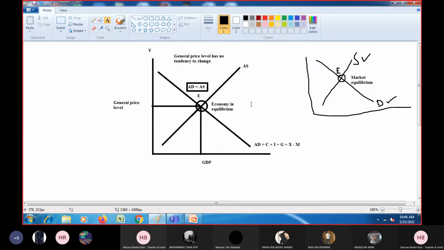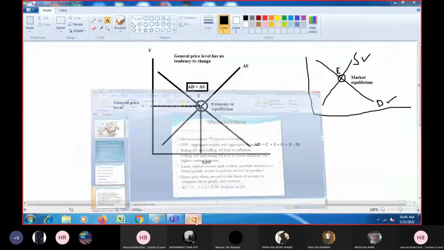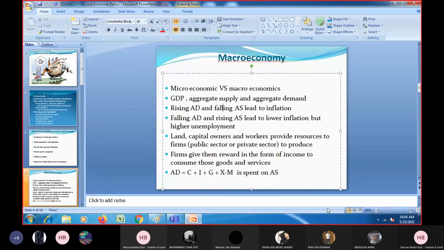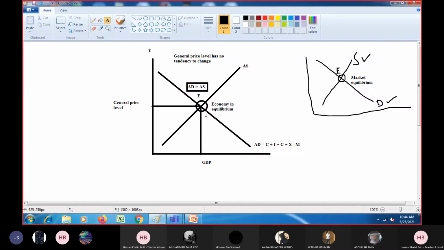Okay, now let me talk about the other points in the slide as well. Okay, just have a look. Point number 3: rising aggregate demand and falling aggregate supply lead to inflation. Let's discuss that first. Okay, first of all I'll talk about rising aggregate demand. Okay, just see how it happens.